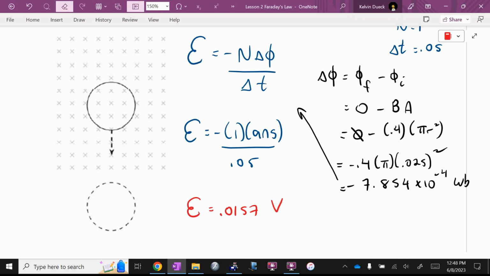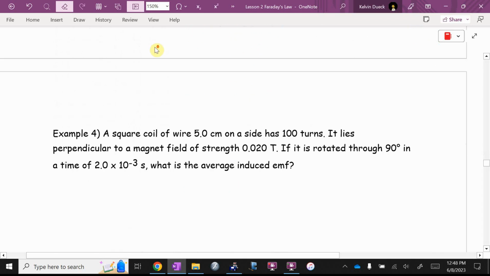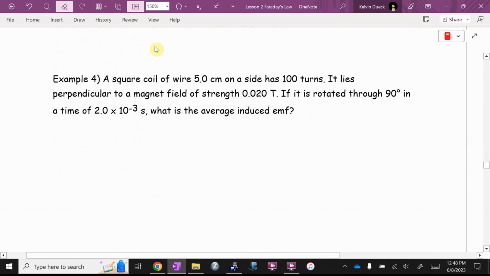So I don't like the previous example, but ooh, I like example four. Example four is a nice question. Dan S., what do they want me to find? The average induced EMF. Okay. Is it a bar or is it a coil? If it's a bar, I would use BLV from the other day. That's a coil, so I'm going to use Faraday's law.